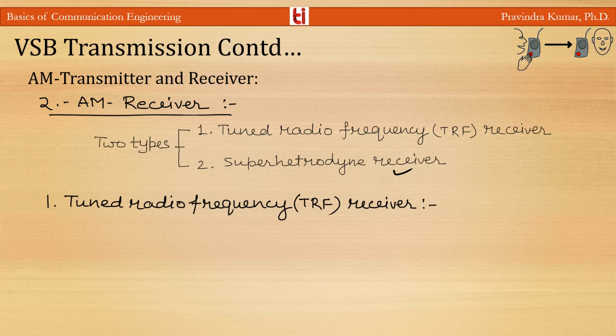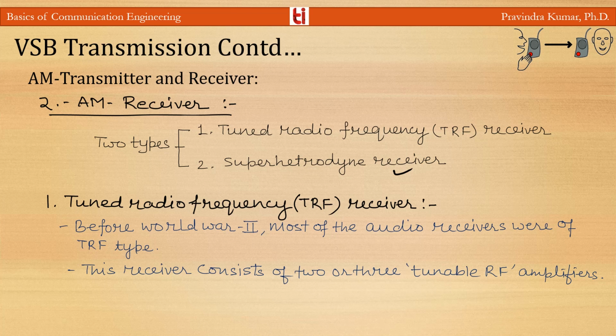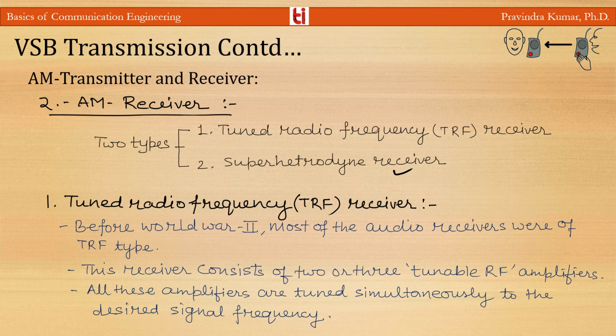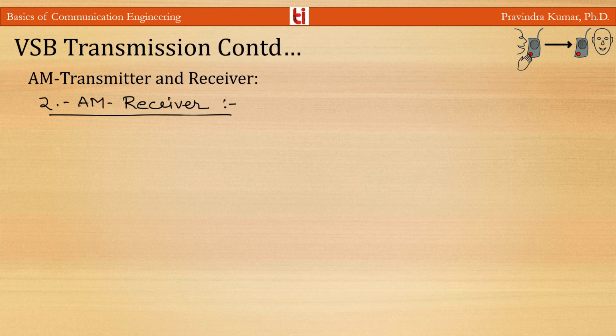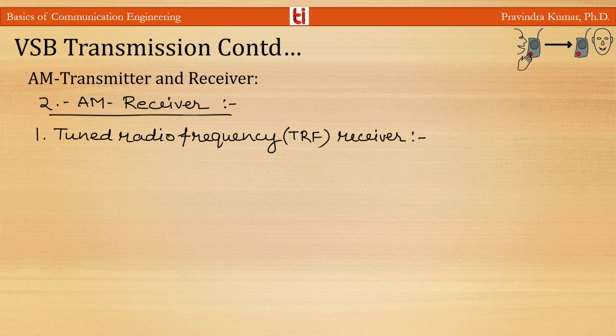Now, first of all, we will discuss the tuned radio frequency receiver, the TRF receiver. Till before the Second World War, most of the audio receivers were of the TRF type. These receivers are simple and have high sensitivity. The block diagram of a TRF receiver is in the figure.